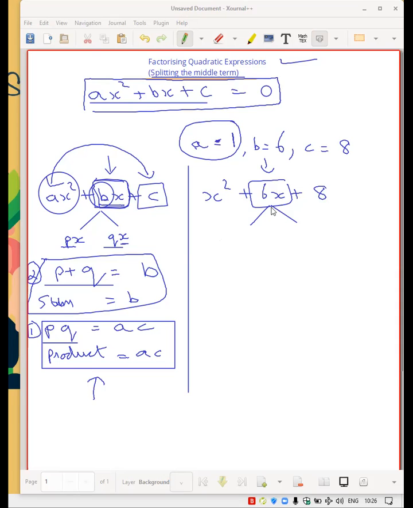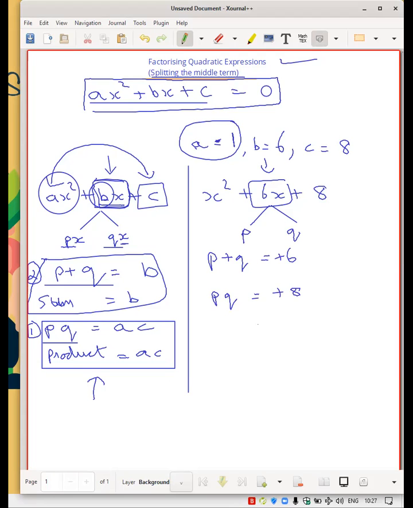Now I want to split the middle term into two values P and Q. So what should the sum of P and Q become? 6. And what should the product be? 8. 8 into 1, plus 8 into plus 1, so that I'll get plus 8. Get into the habit of writing plus minus, okay?